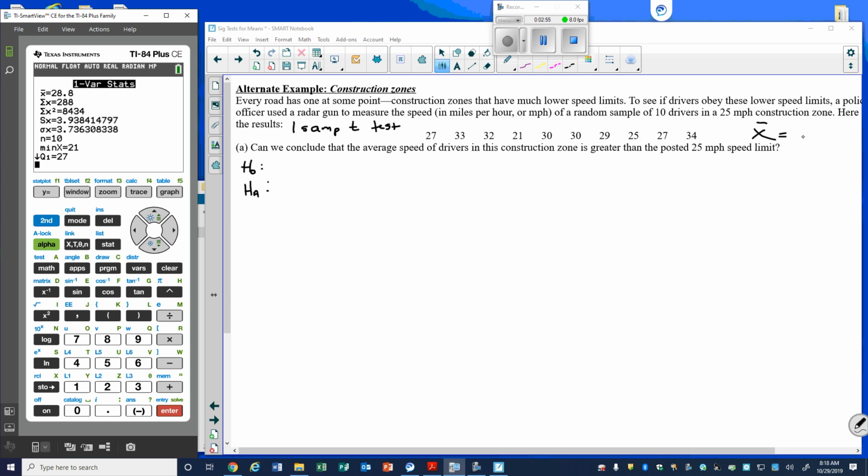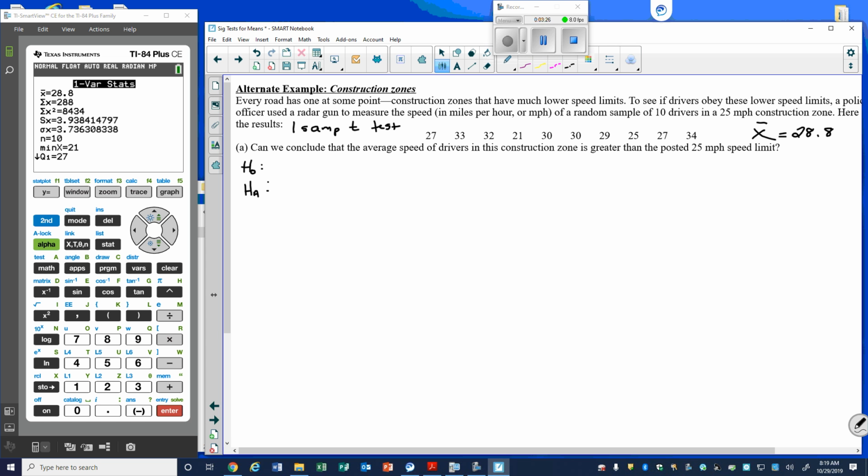So what basically I'm trying to do with this test is say, okay, I know 28.8 is above 25, but could this just be a result of sampling variability where I just happened to get this for this sample? The next sample, maybe it would be below 25. Or is this result so different from 25 that I can really assume that all drivers are exceeding the speed limit in this construction zone?